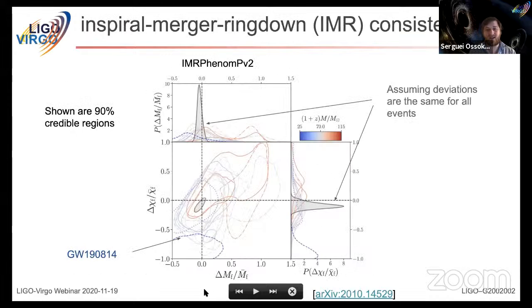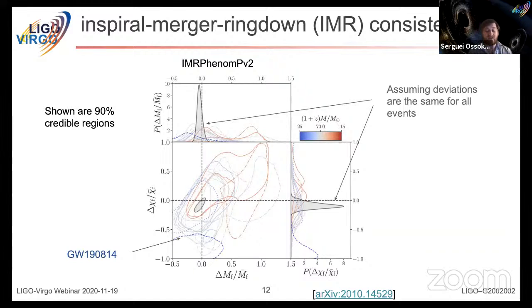So without further ado, let's look at the results. Here, what's shown are the 90% credible regions in the delta MF, delta KF plane. So the GR prediction here would be 0, 0. And you can see these 90% contours. Here, the colors represent the detector frame total mass. You can see that almost all the events enclose the true GR value. The two events that do not are GW190814, which has a low detector frame total mass, and some prior effects in the post-inspiral analysis, known effects.